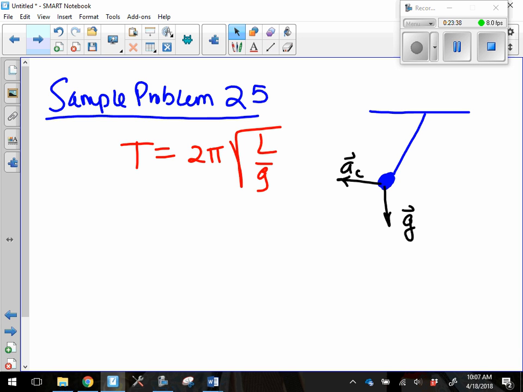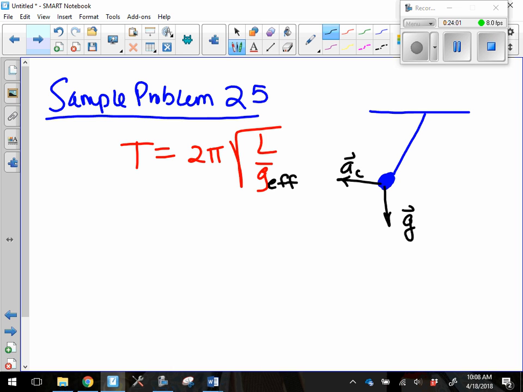So when I'm in a situation like this, the G in the denominator up there for my pendulum period becomes what we call G effective. Okay? Because it's not just the acceleration due to gravity, there's another acceleration that's affecting the object.